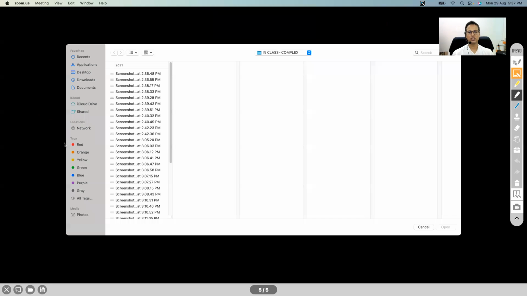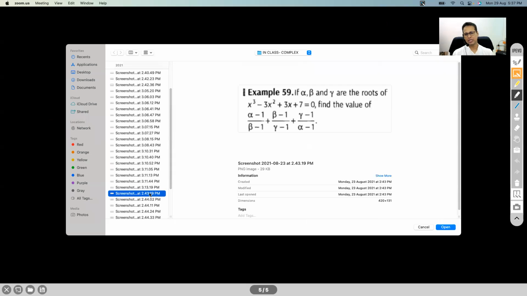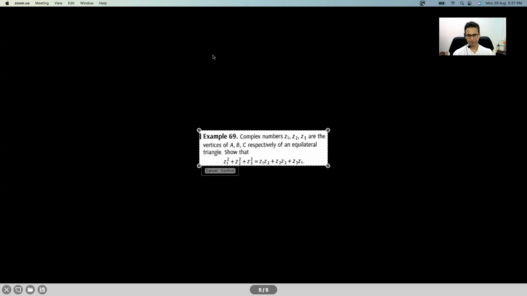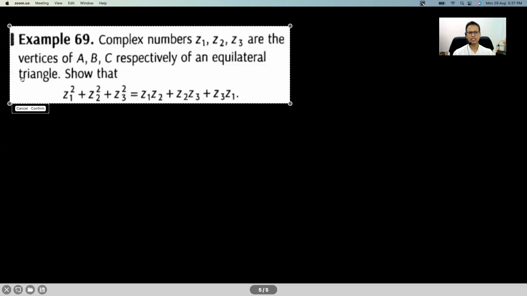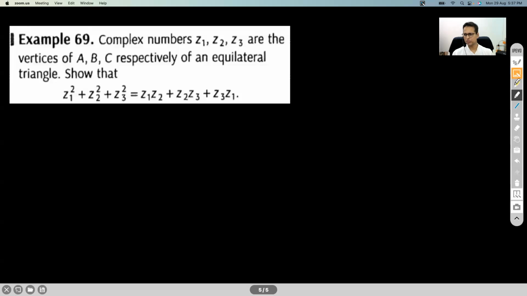Let's take the last question of this topic before moving on to the concept of limits today. This is one of the very important questions which is asked. So we'll not only solve it, but we will also remember the result. After solving, we'll keep this result in our mind as well. So read the question. It says, complex numbers Z1, Z2, Z3 are the vertices of triangle ABC respectively of an equilateral triangle.